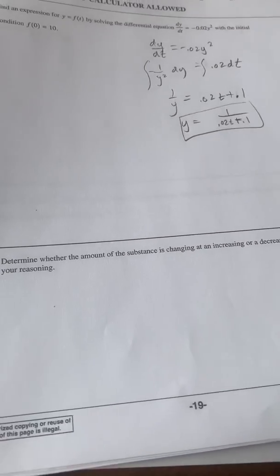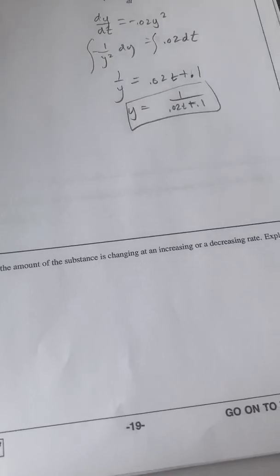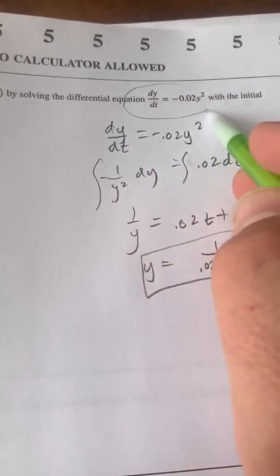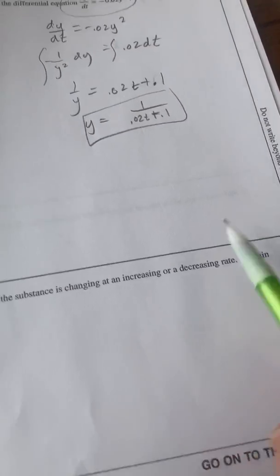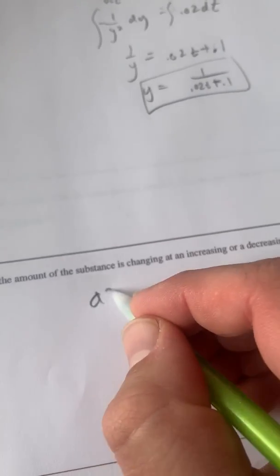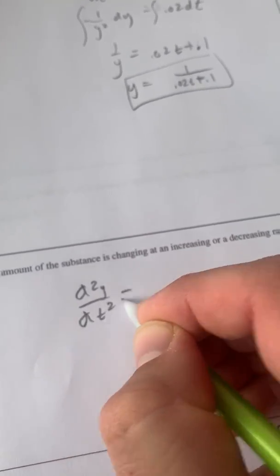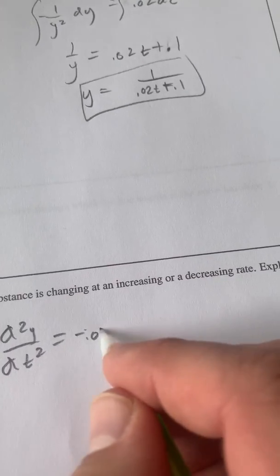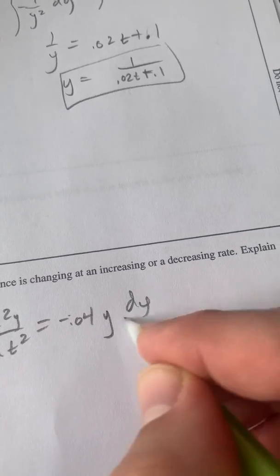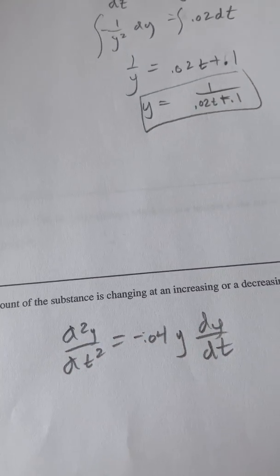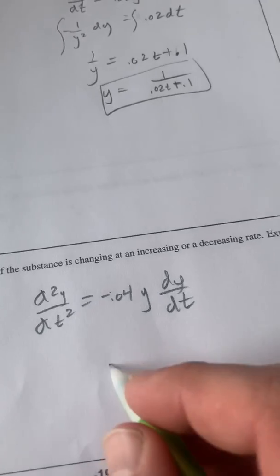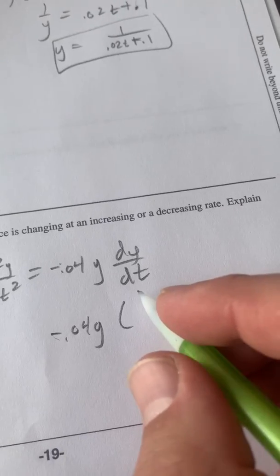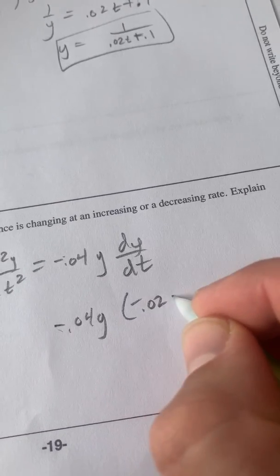Last one says, determine whether the amount of substance is changing at an increasing rate or decreasing rate. So we know it's changing, and its changing equation is right here. So we just want to know if that's increasing or decreasing. So we're going to take this guy's derivative. So I get negative 0.04 y, but then I get times the dy dt.